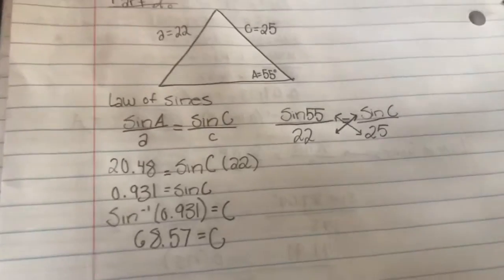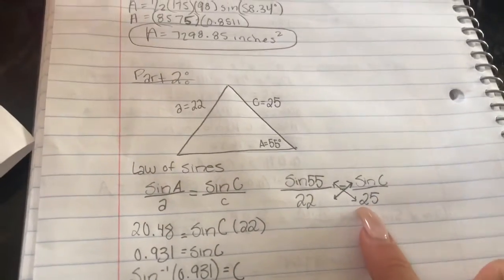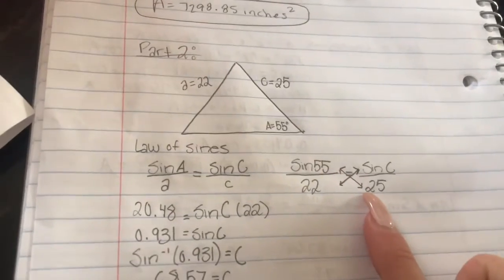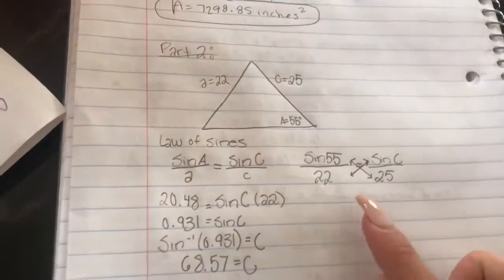Okay. So we're going to start by doing the sine of 55 and cross multiplying it. So you do sine of 55 times 25 is equal to the sine of C times 22.